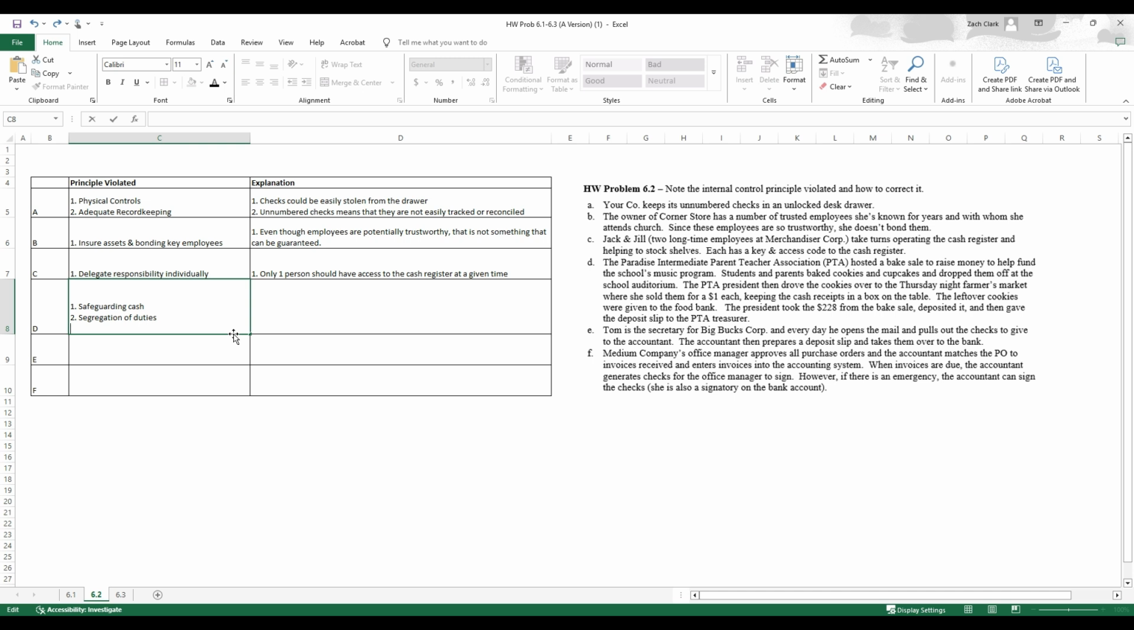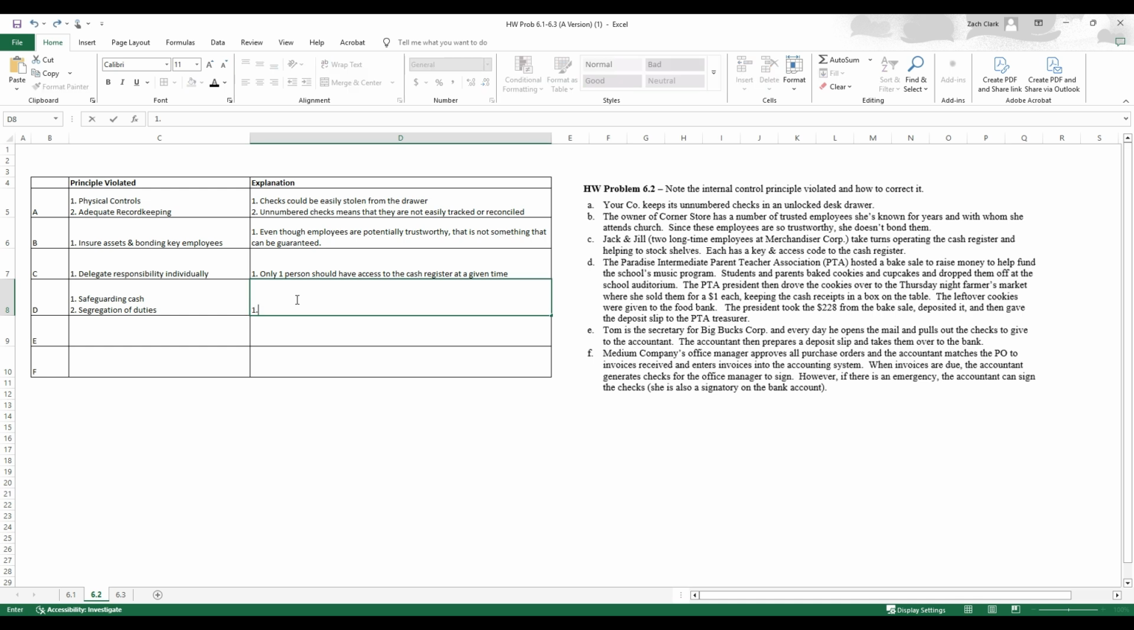Alt Enter to drop down again. The third one is going to be separation, and this is kind of separation of duties, but separation of custody of cash. That really falls under segregation of duties, so I'm going to leave it at that. And I think let's just leave it at 2 different violations there.